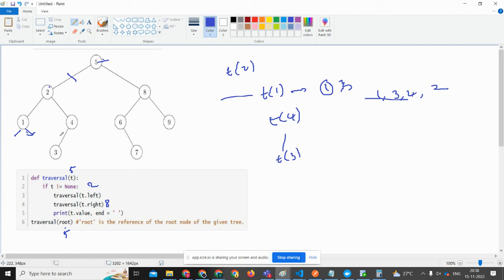When we are going into the inner recursive call, when there is no right, when t is not equal to none only, we are coming inside the if. So what will be returned with none? Nothing. There's no return. It directly comes out of the function. So assuming t dot right gives us a none, the function traversal of t dot right will be called, it will check that t is none, and then it will just come out of the function. Simple. And then print.